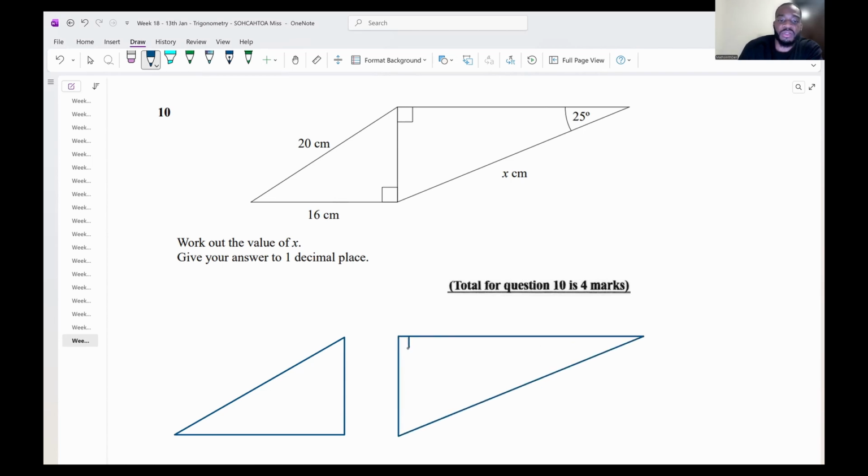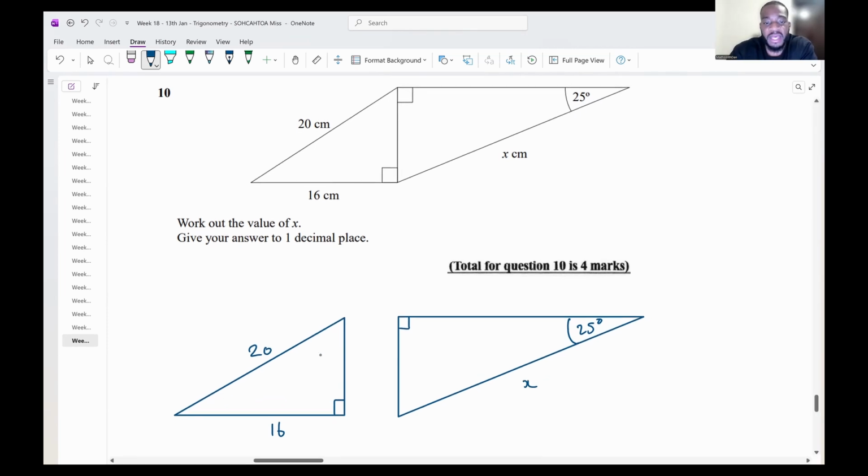like that. Okay, so I've got this right angle here, I've got this right angle here. This is 20, that's 16, that's x, and then that's 25, like that. So we need to work out x, right? Now, x in this case is on this triangle here. Typically, when we've been doing these questions, we need another side, don't we? Now, we don't have another side here. We only have x, right? So we need another side.